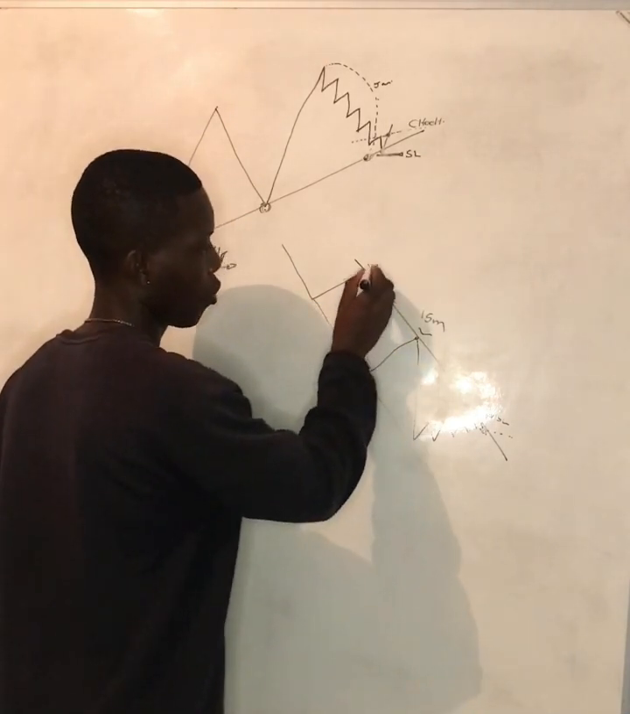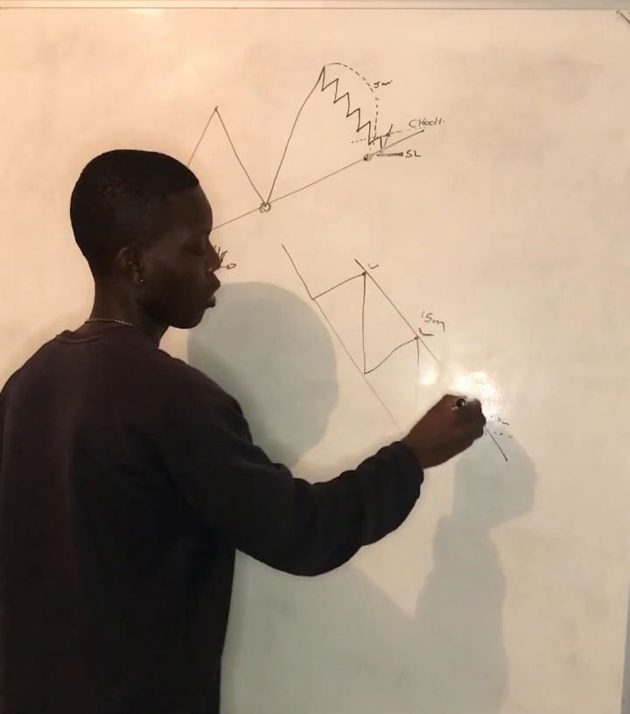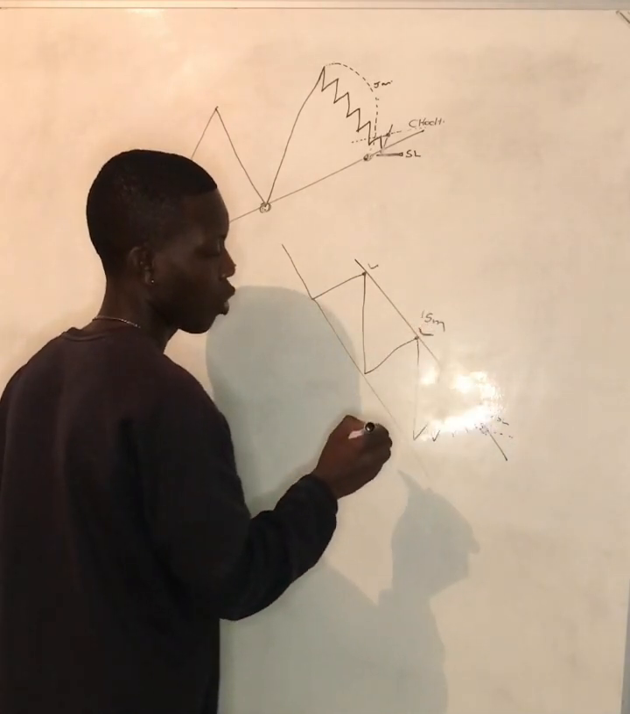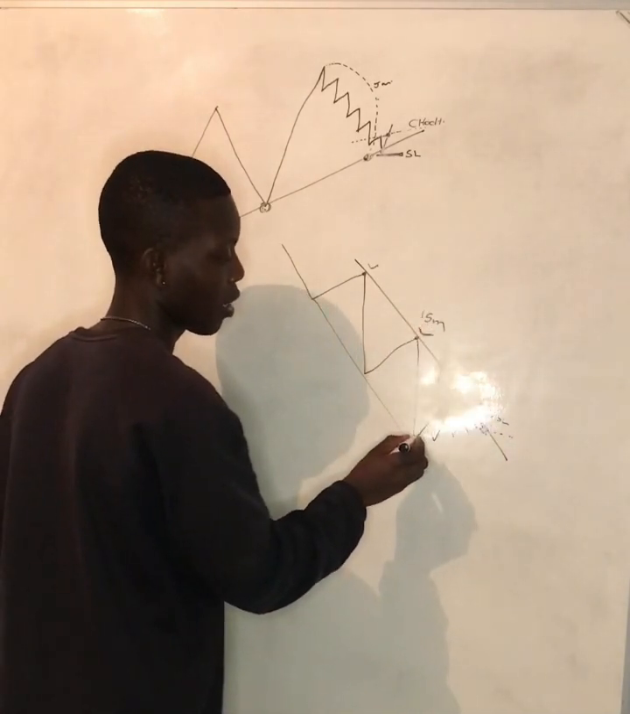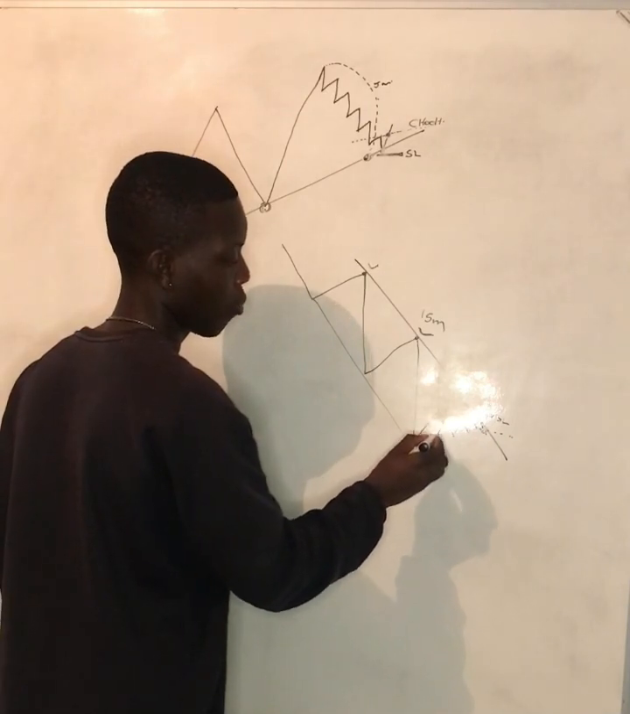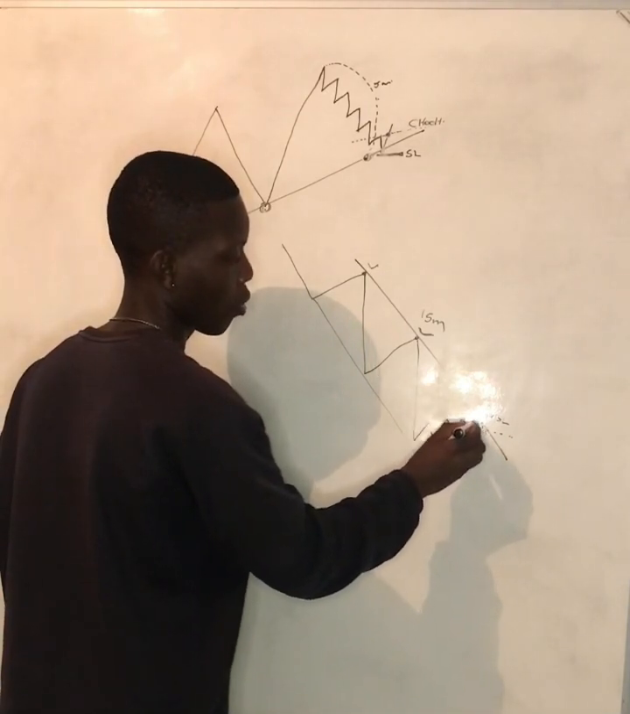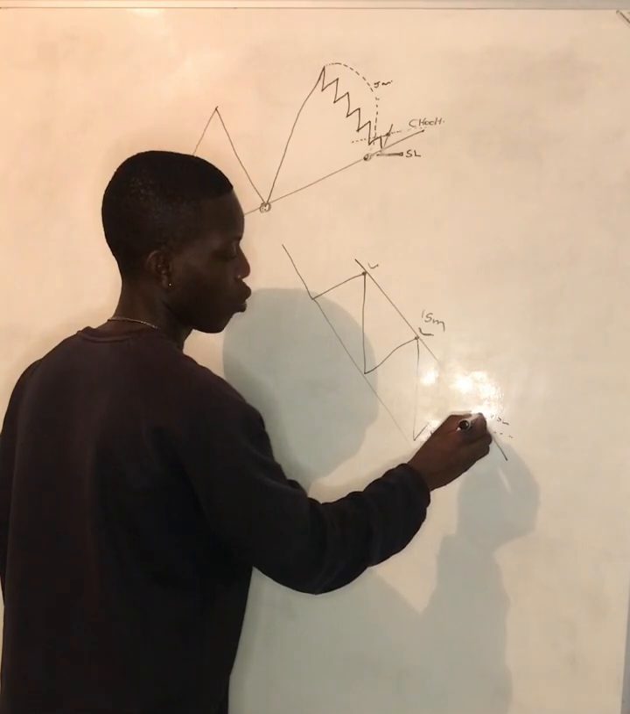So you just wait: 1, 2, 3, then you go back to your smaller time frame. On the third touch, this is what you want to see the market doing, and then you wait.